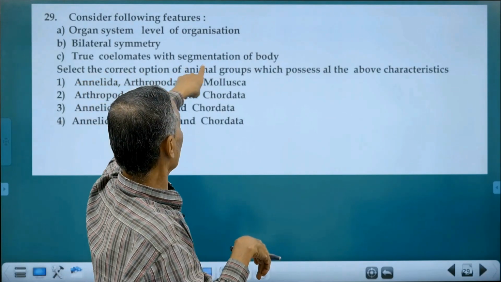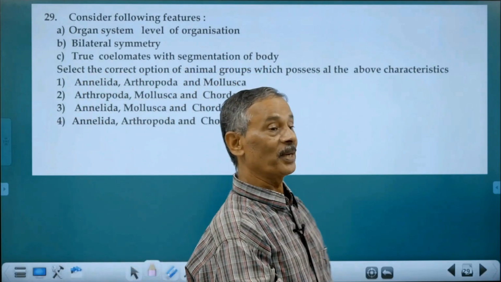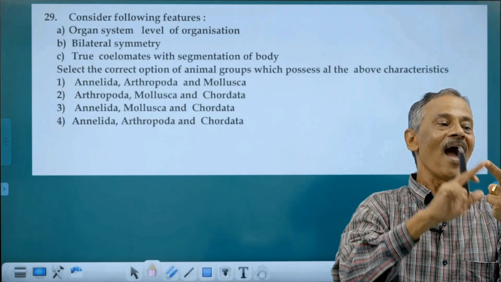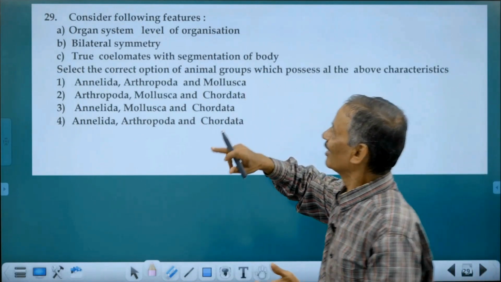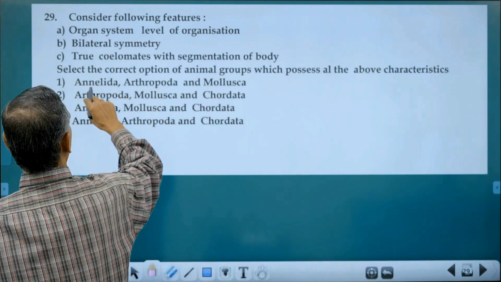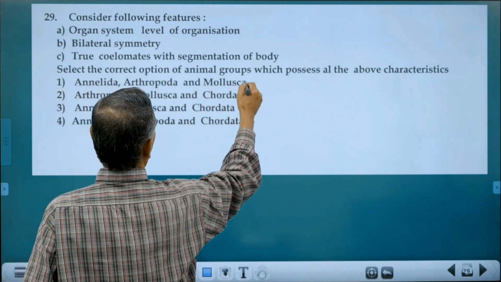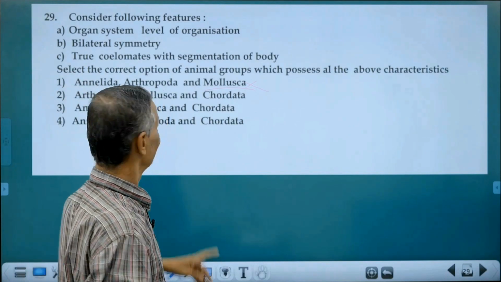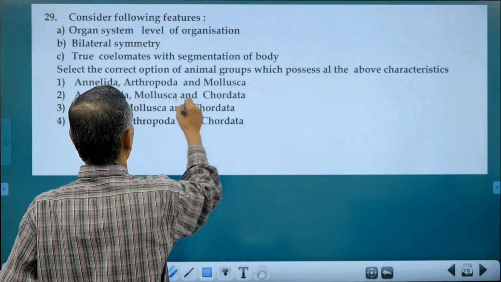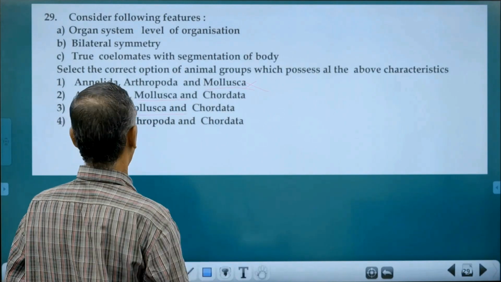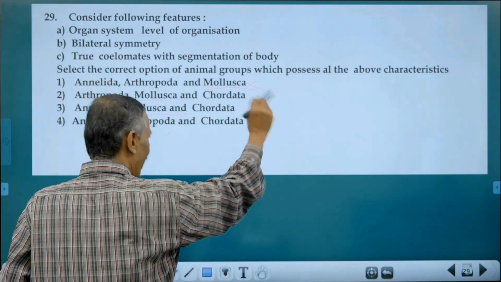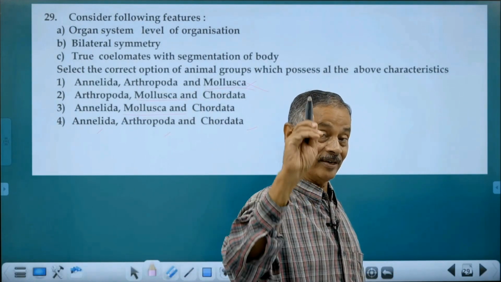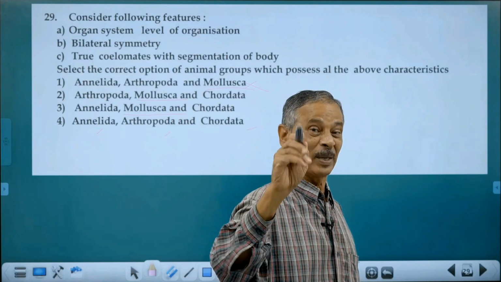True coelom with segmentation. So where is the segmentation present? Segmentation is clearly seen in Annelida, Arthropoda, and Chordata. Okay. Annelida, Arthropoda, and Mollusca. In Mollusca, segmentation is absent. Arthropoda, Mollusca. Annelida, Mollusca. Annelida, Arthropoda, and Chordata. Correct. See, there is one genus which is segmented among Mollusca.